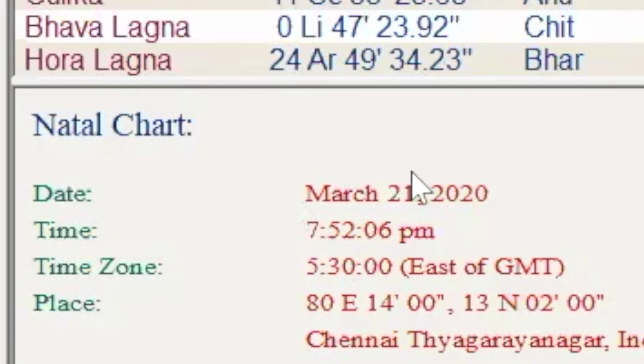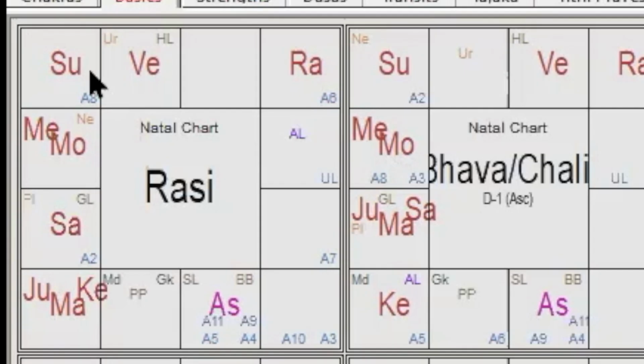For example, look at this chart here, March 21st. If it is March 21st, the Western sun sign astrologer will say that this person is Aries. And so you expect the sun to be in Aries, but the sun is not in Aries, it is in Pisces for the Indian astrologer.